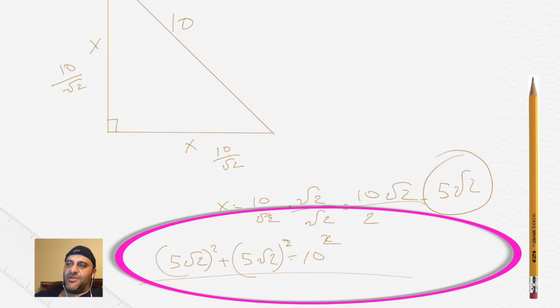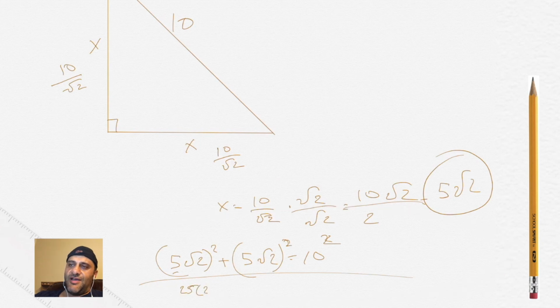If you have a squared plus b squared equals c squared, you'd have 5 square root of 2 squared plus 5 square root of 2 squared. That should equal 10 squared. What is 5 square root of 2 squared? 5 squared is 25. Square root of 2 squared is 2, and plus the same thing, 25 times 2. That should equal 10 squared, which is 100. 25 times 2 is 50, plus 25 times 2 is 50, and that equals 100, so it checks out. This is the first crash course in geometry.